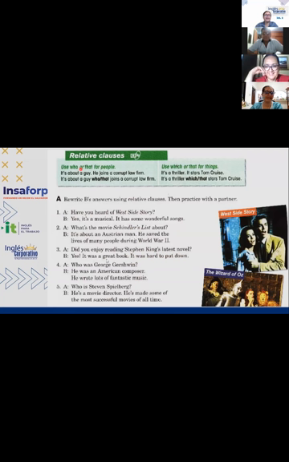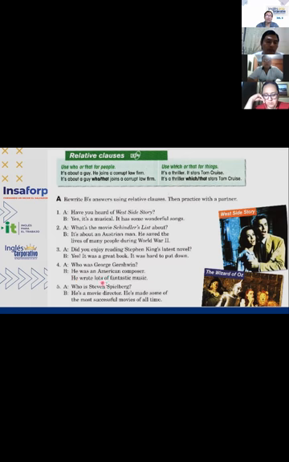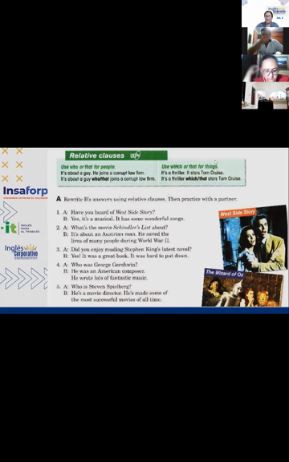So, who was George Gershwin? He was an American composer. He wrote lots of fantastic music. So he was an American composer who wrote lots of fantastic music. Okay, who is Steven Spielberg? He's a movie director. He's made some of the most successful movies of all time. So he's a movie director who has made some of the most successful movies of all time. All right, perfect.